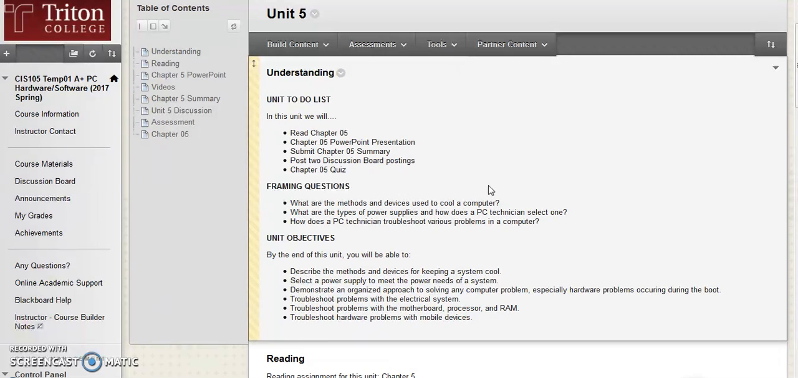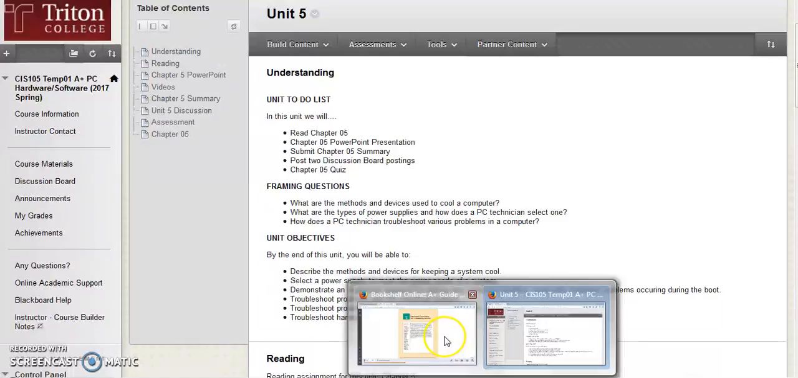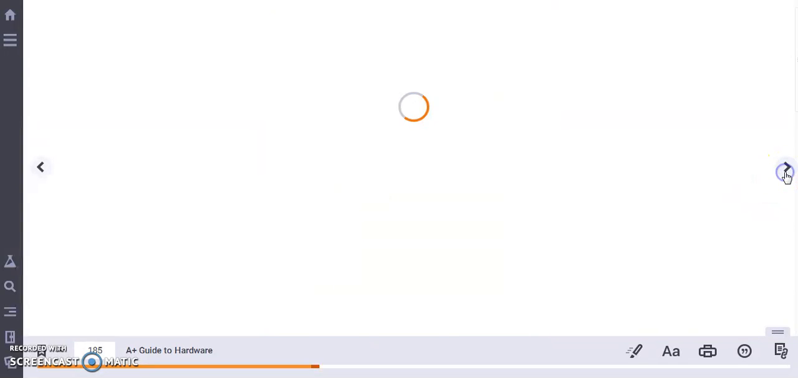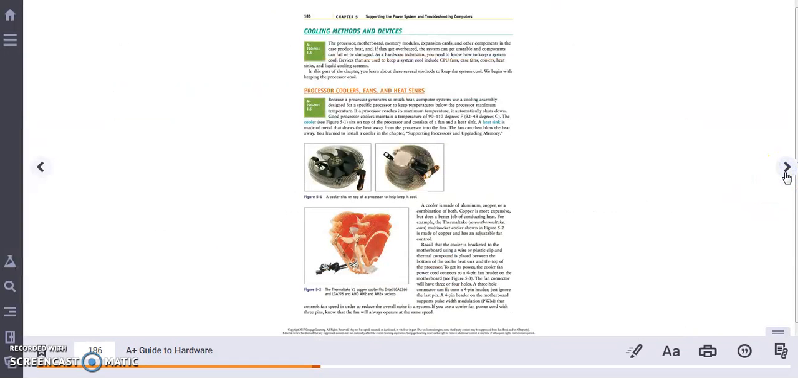I will be describing Chapter 5 in this video, which is supporting the power system and troubleshooting computers. In this chapter, we start out by talking about cooling methods and devices.